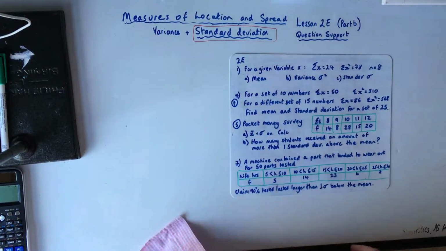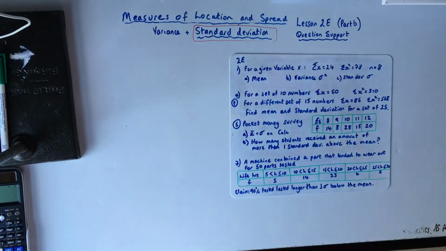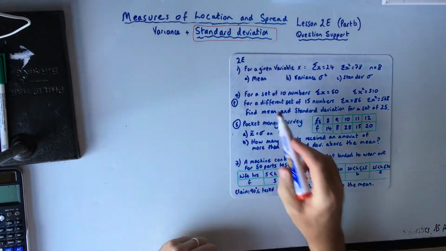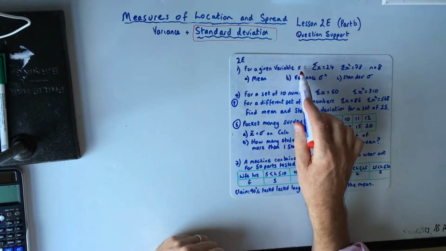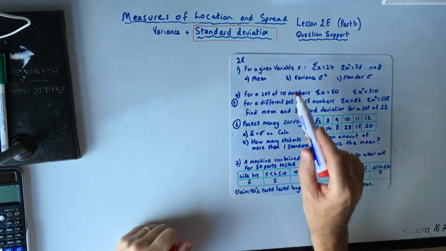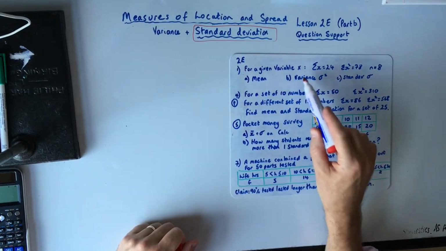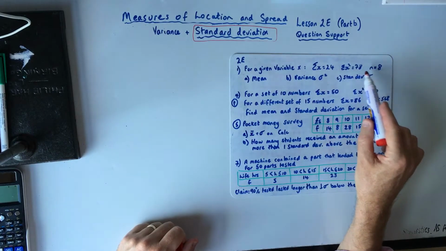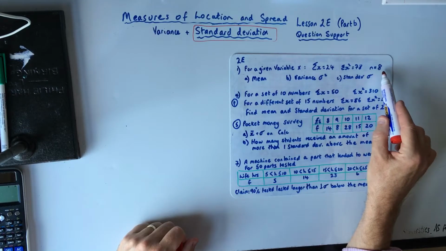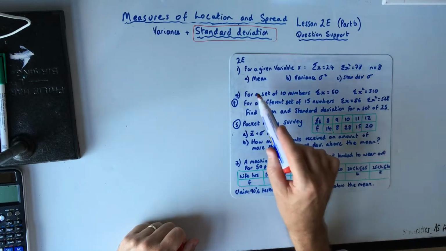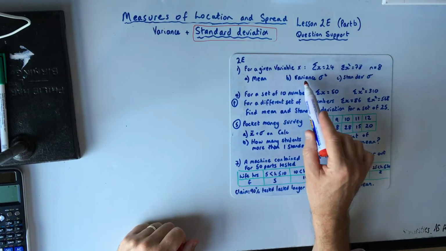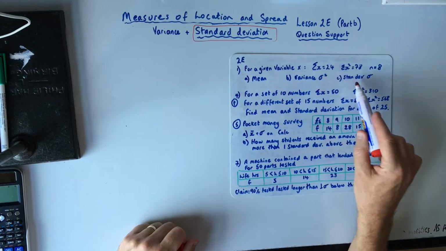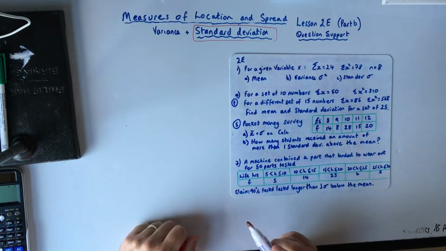So the first one then, for question 1, it says for a given variable x, so that's a set of numbers, each one of those numbers is called x. The sum of x is 24, the sum of x squared is 78, and n equals 8. In other words, there are 8 numbers, and you've got to find the mean, the variance, which is this little symbol squared, and the standard deviation, which is this symbol.